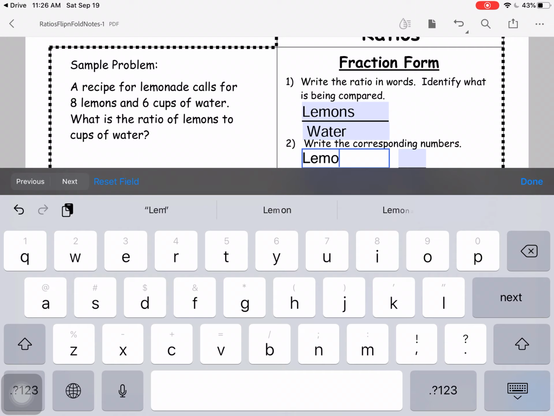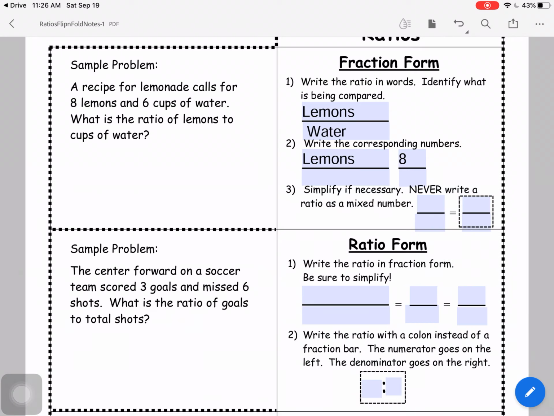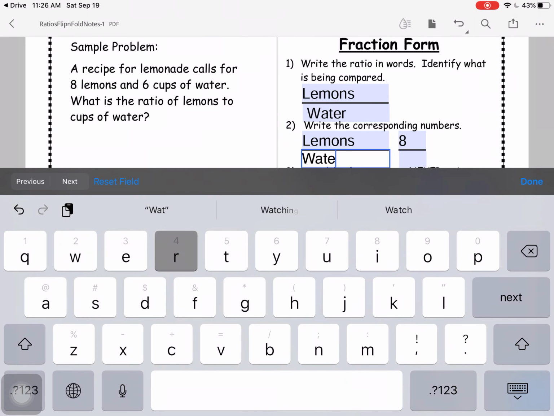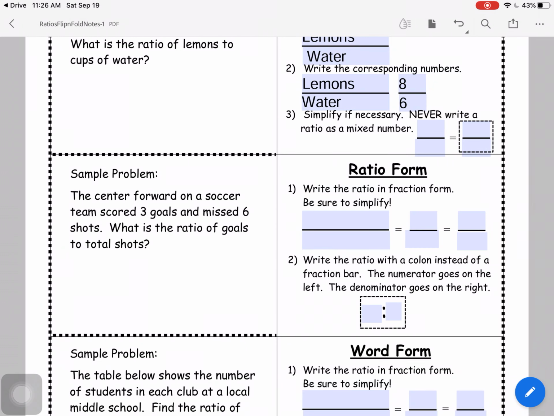So lemons, there are 8, and water, there is 6 cups. And then we simplify if necessary. Now, a fraction is not the same as a ratio. Ratios can be written as fractions, but a ratio is not a fraction. A ratio represents 2 quantities that we are comparing. So we never write them as mixed numbers when we simplify.